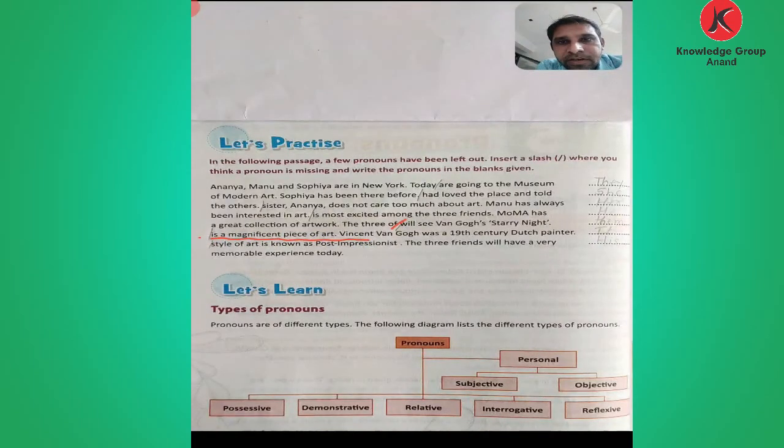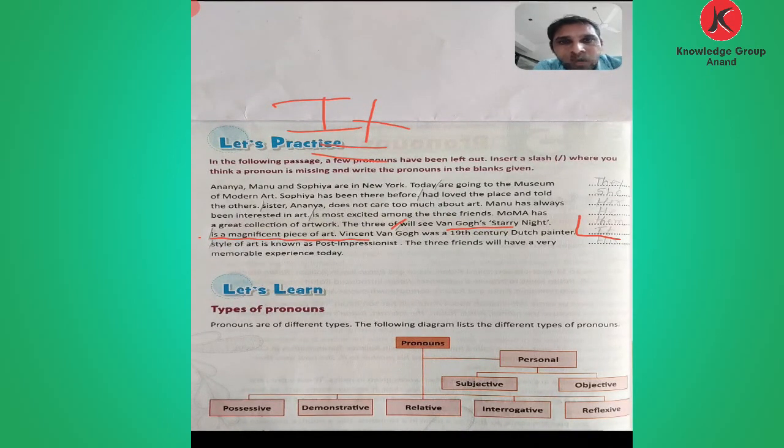Then the next sentence starts, but the pronoun is missing. Is a magnificent piece of art. What is this? This is a piece of art. So what do we write? It. It is a magnificent piece of art, not a human. That is why I write it. It is a magnificent piece of art.